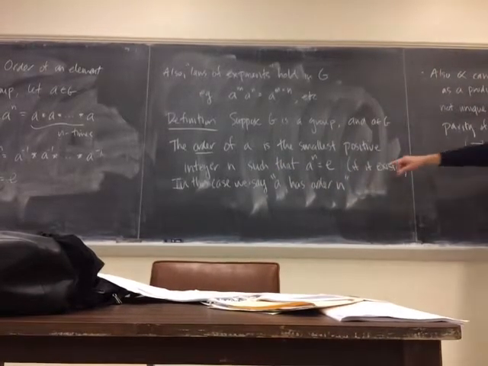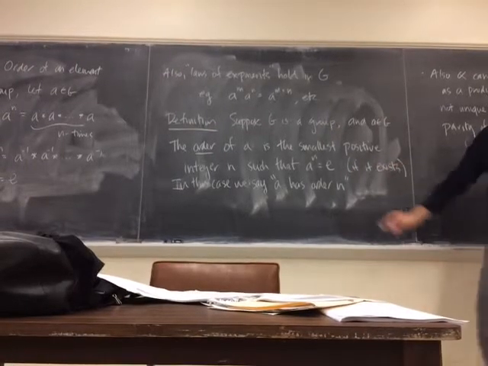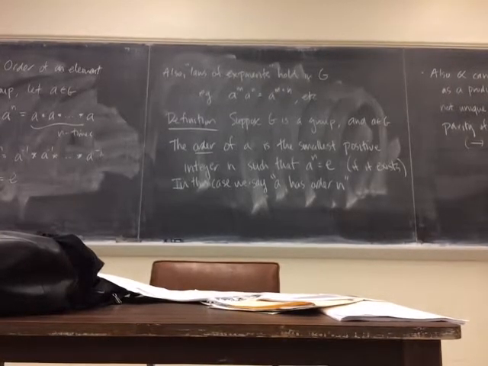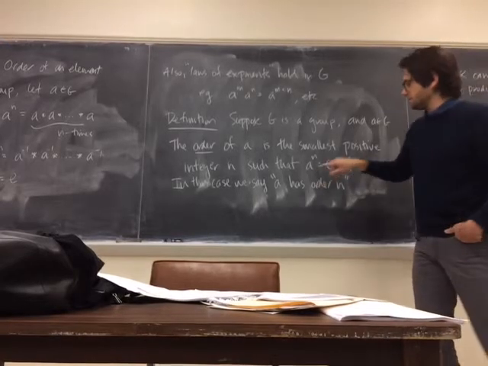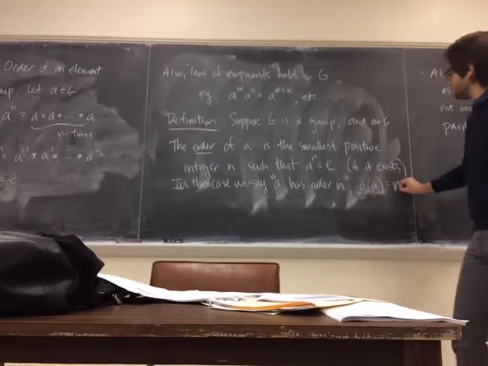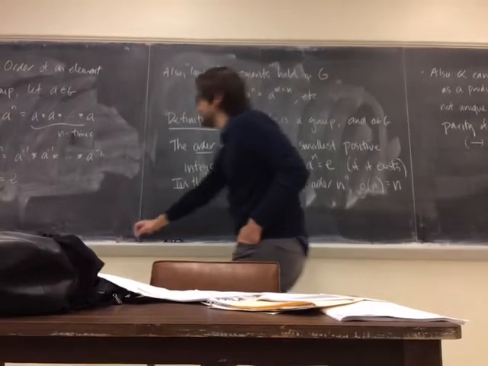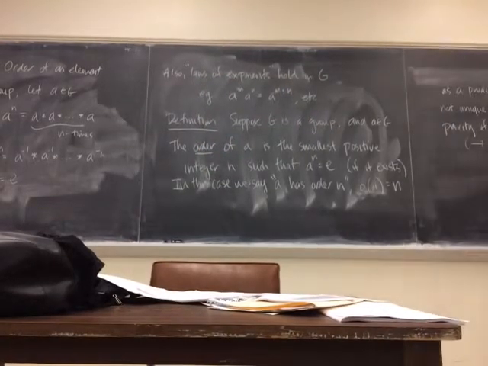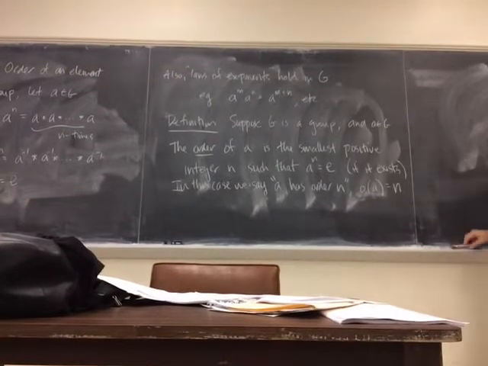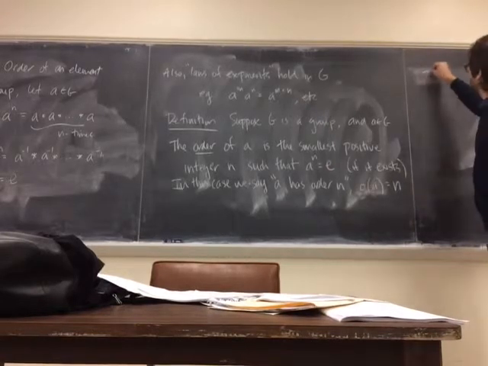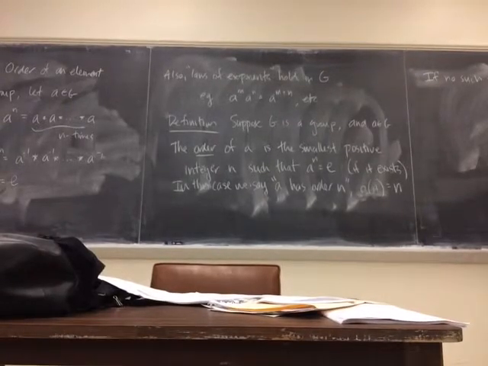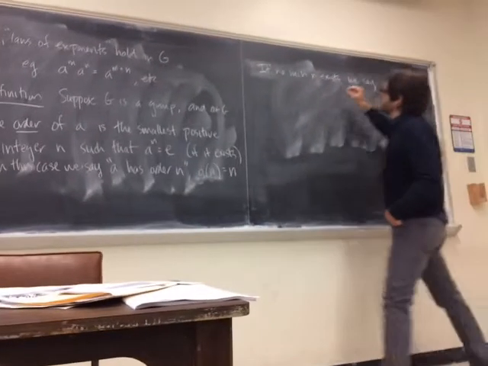And if no integer exists, we'll talk about this in a second, we'll parse this. What I'm doing here is taking powers of a, and I want to know, do I ever get to the identity? The smallest number of times I have to apply the operation to get to the identity is called the order. We say that a has order n. Sometimes I'll write O of a equals n. That's sometimes a notation. I'll try to avoid that because it gets confusing, but you might see it here and there. And then it could be the case that no such integer exists. If no such n exists, if you can never get to the identity, we say that a has infinite order.